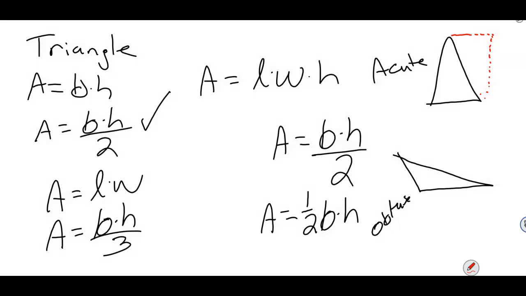Lila: Base times height. We only want 1 triangle though, so we divide it by 2 to get the area of the triangle. So the formula for the area of an acute triangle is base times height divided by 2. It's the same thing.